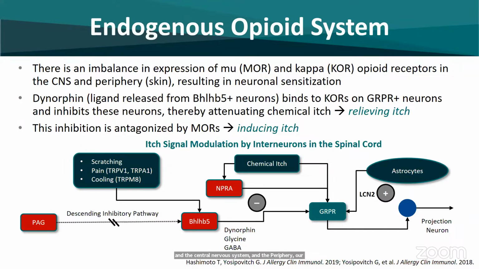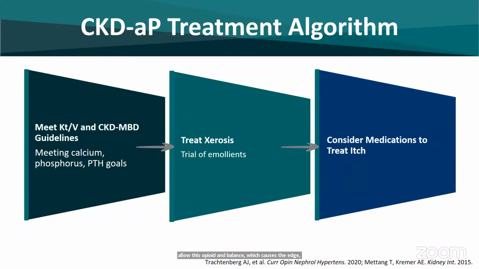And when you get the binding of these neurons, it inhibits certain neurons and accentuates a chemical itch, which causes a relief of that itch. This inhibition of the antagonist by MORs induces the itch. So how does the itch kick into the spinal cord to allow this opioid imbalance, which causes the itch to the central nervous system?